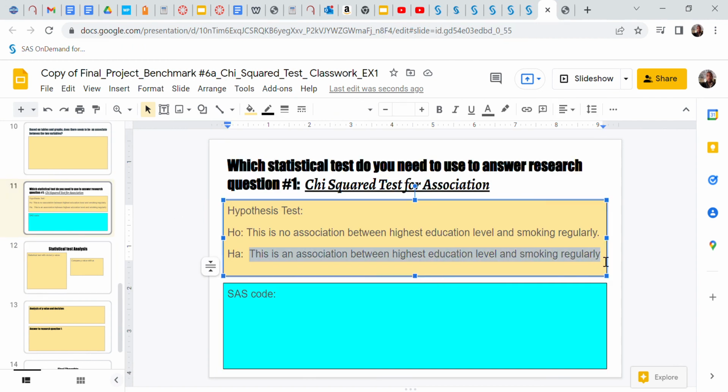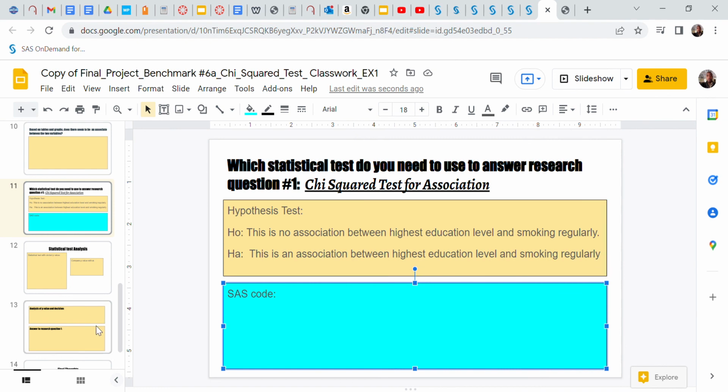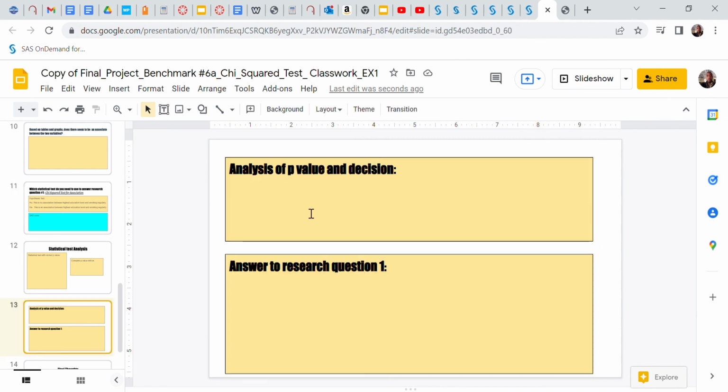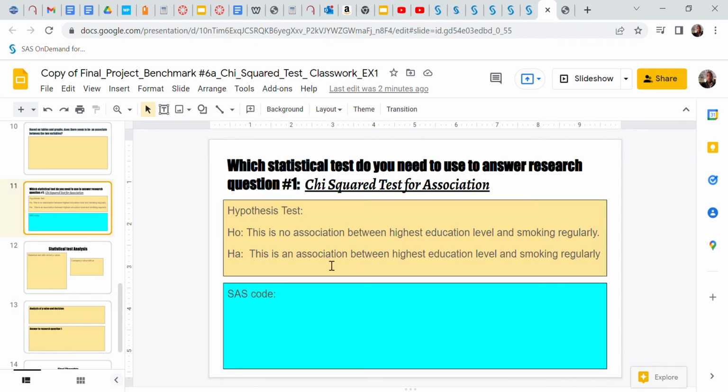So if I was to write something, I would write, because our p-value is less than our alpha, we reject the null hypothesis and accept the alternative. What does that mean? That means we have very strong evidence that there is an association between a person's highest education level and smoking regularly.